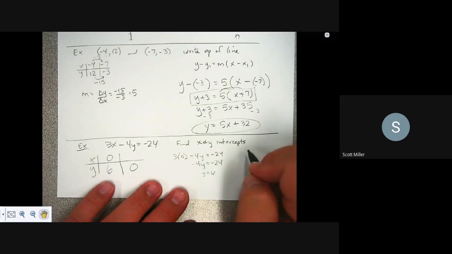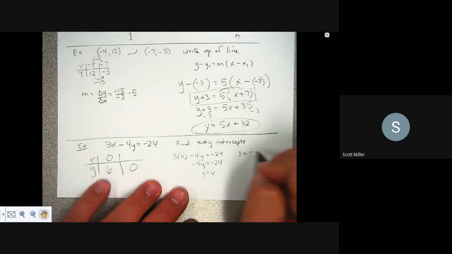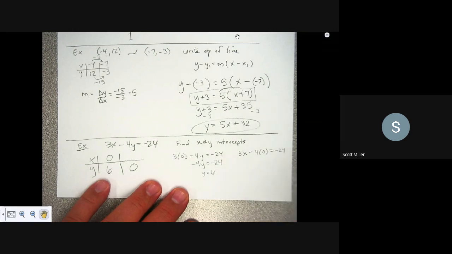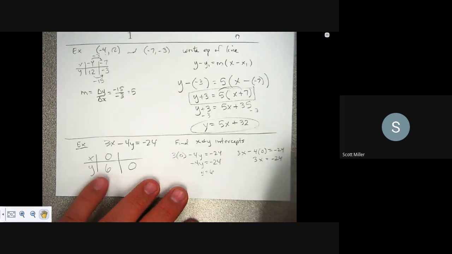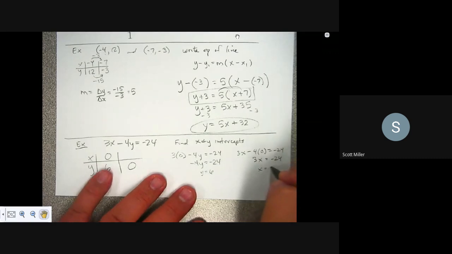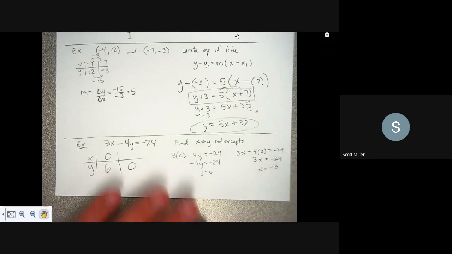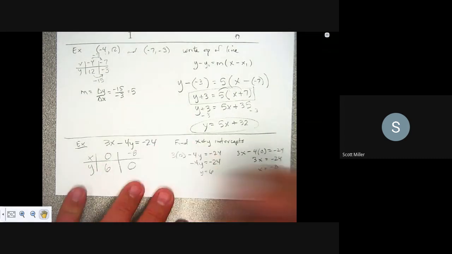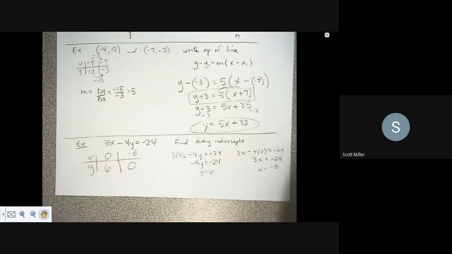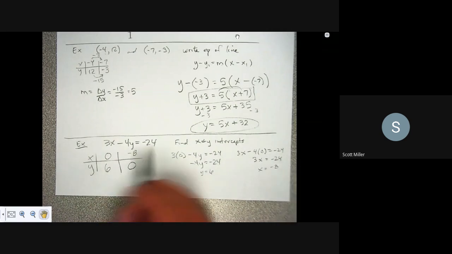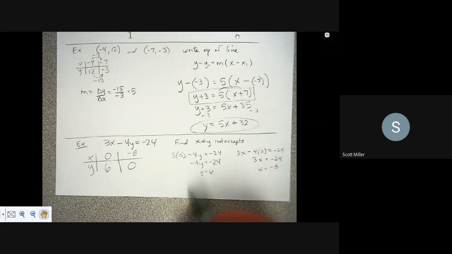Same process for the other one. 3 times x, 4 times 0, -24. 3 times what number is a -24? Hopefully you can see that that number is going to be a -8. If not, just divide that by 3, and you get -8. And those are your two x and y intercepts. So if I wanted to graph that, I just need one more point, and you can pick any point you want. Right? It really doesn't matter.